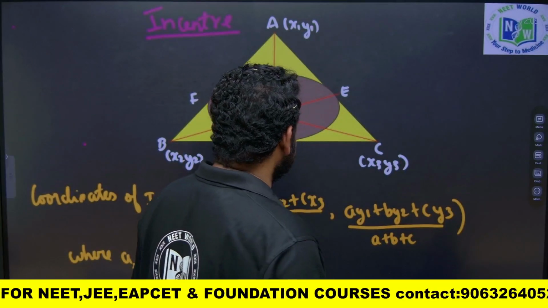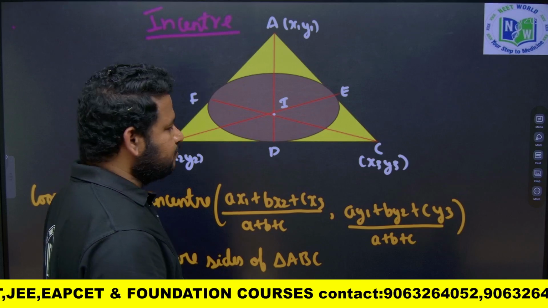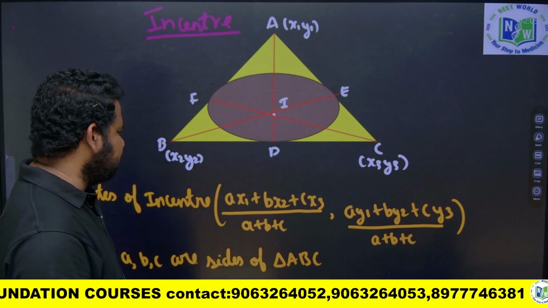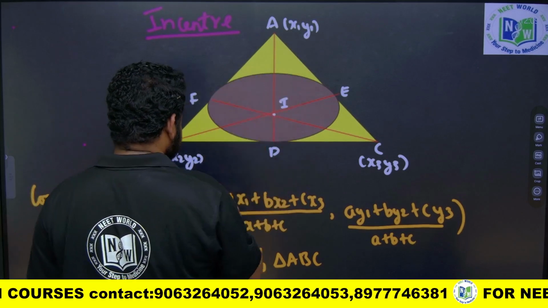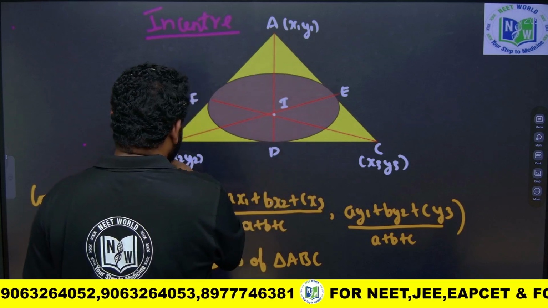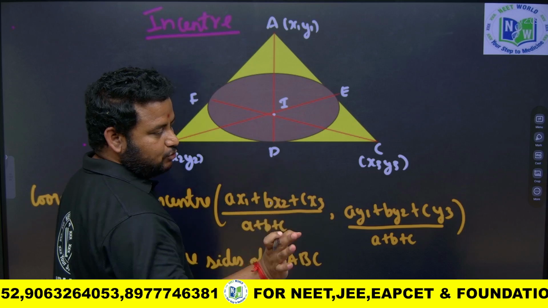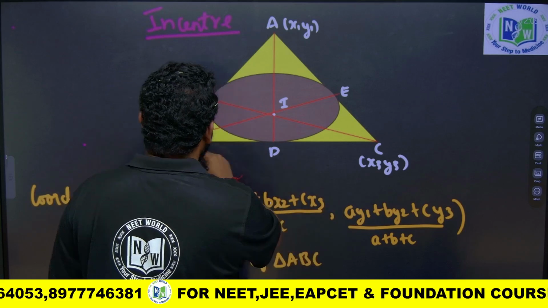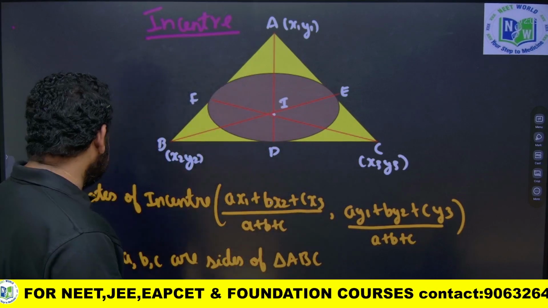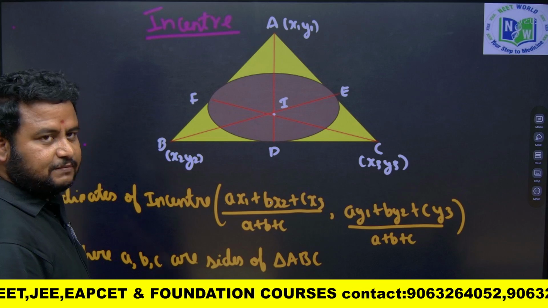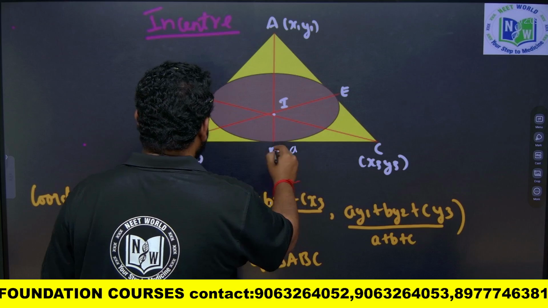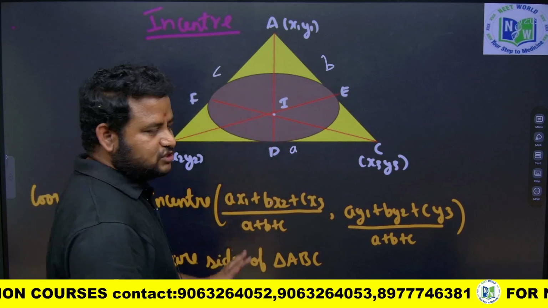Next, incenter, very important. Incenter means, as I told you, it is the point of intersection of angular bisectors. The coordinates of the incenter are given by a x1 plus b x2 plus c x3 divided by a plus b plus c. There is no square root or squaring. And a y1 plus b y2 plus c y3 divided by a plus b plus c. That's it for incenter, where small a, small b, small c are the sides of the triangle. Got it? This is a, this will be b, and this will be c. This is the concept of incenter.